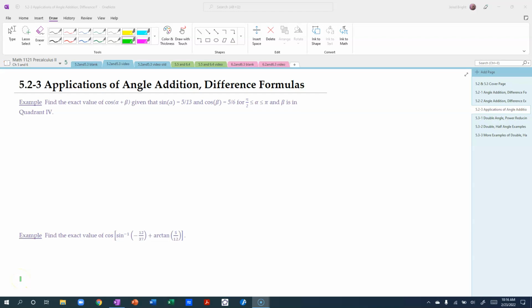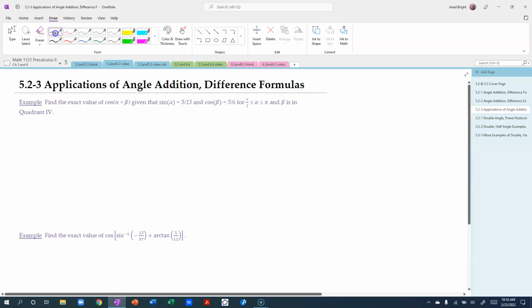And now we get some more applications of angle addition and difference formulas. So these next couple examples are among the best that I can give you because they use a little bit of geometry and, well, diagrams to solve them. So it says find the exact value, so exact meaning non-decimal, of cosine of alpha plus beta.